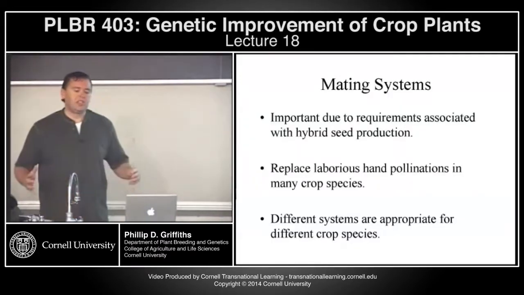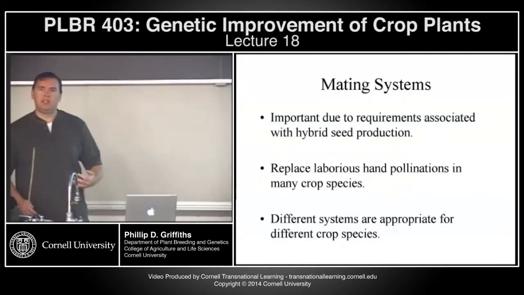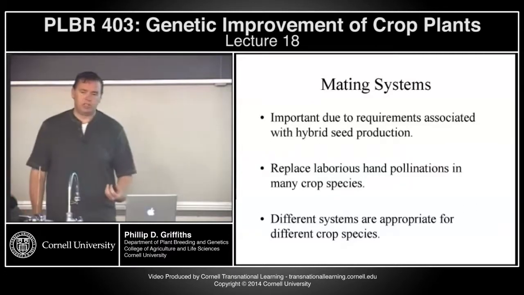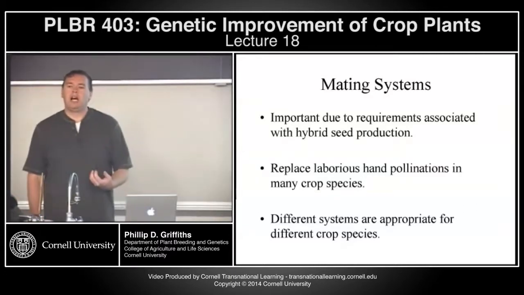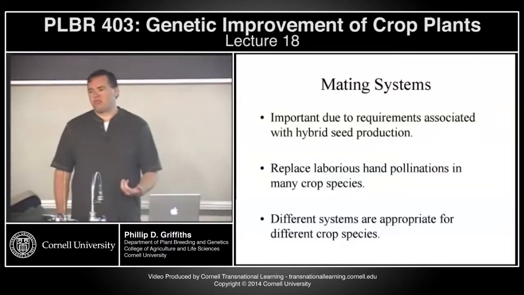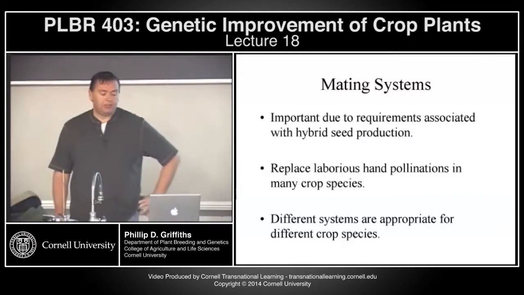So these mating systems are really vital, and they can basically be used to get efficient production of hybrid seeds, which is much more efficient than hand pollinations or even mechanical pollination for that matter.